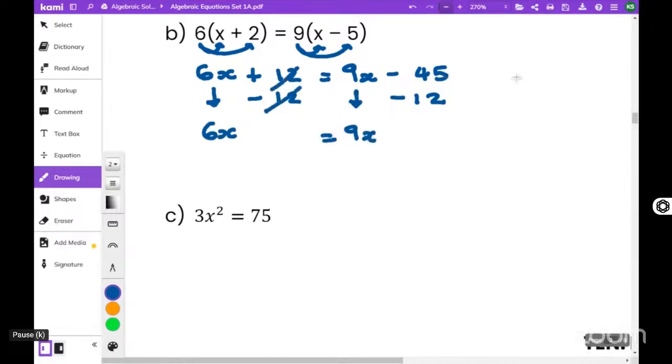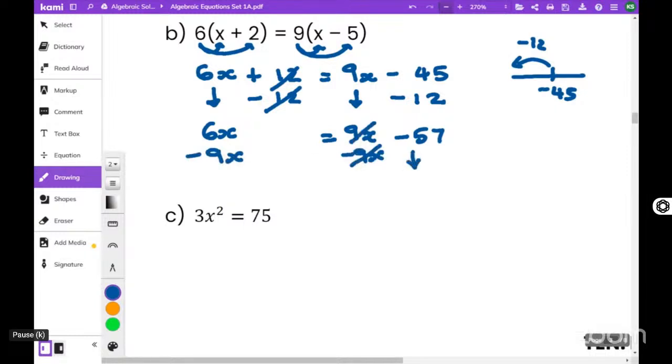12 minus 12 is 0. Minus 45 minus 12 means that it becomes a bigger negative. And minus 45 minus 12 is like 45 plus 12, but the negative, which will be 57, but negative 57. Now, to get rid of x's, keep the 6x on the left-hand side. Let's move the 9x over by subtracting 9x on both sides. So 9x minus 9x is 0, and we bring negative 57 down.